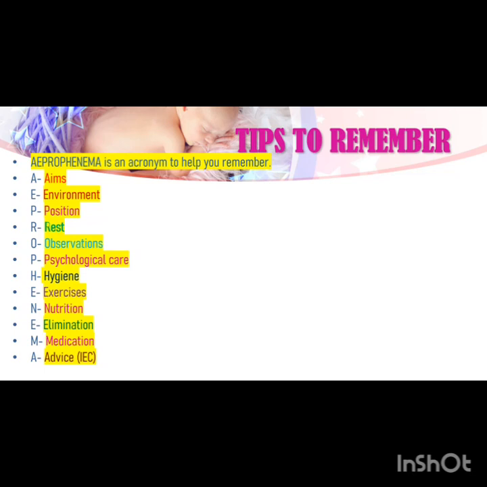Don't go beyond that. If you write at least 4 to 5 points, it will cover up for the other marks where you are unable to write maybe under position, where you only have 1 or 2 positions, under exercise where you only have 1 or 2 points. So if you write maybe 4 under environment, 4 under observation, maybe 5 under psychological care, to cover up for the other headings which have less points. Those are some of the tips.